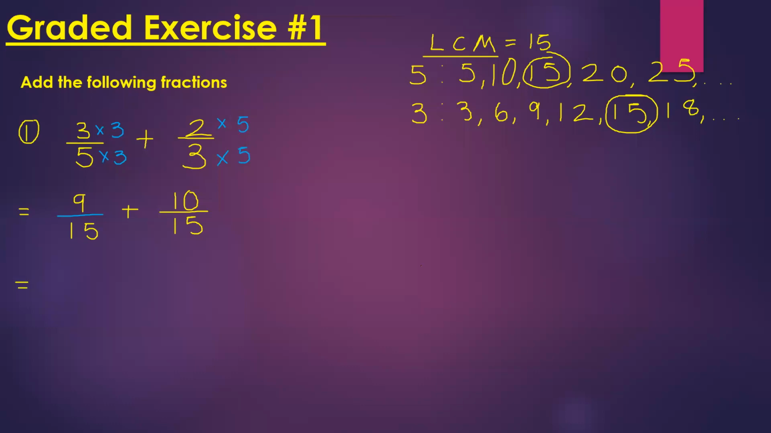All right, next person, I want Talia. What do we do from now? Talia? Yes, sir. What do we do from now? You add 9 and 10. And that's going to be what? 19. What's our denominator? 15. Good.